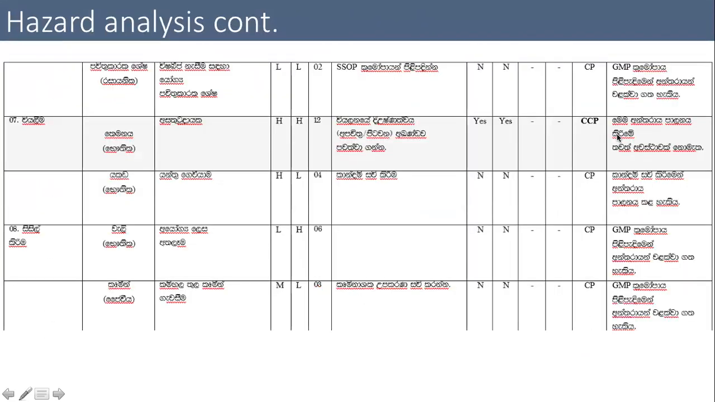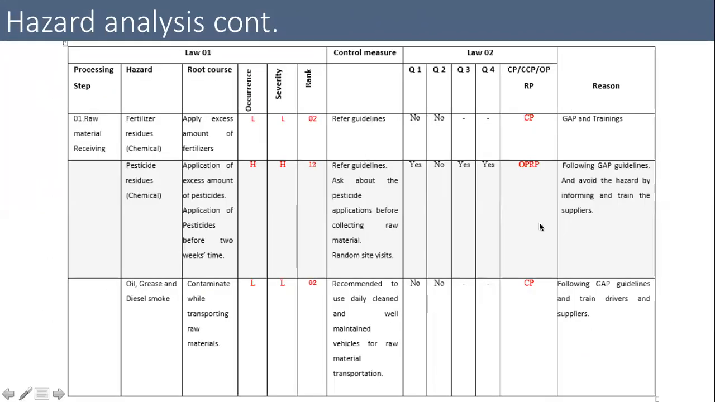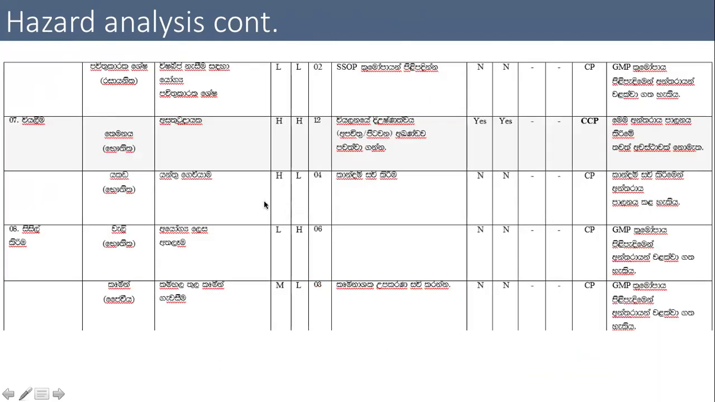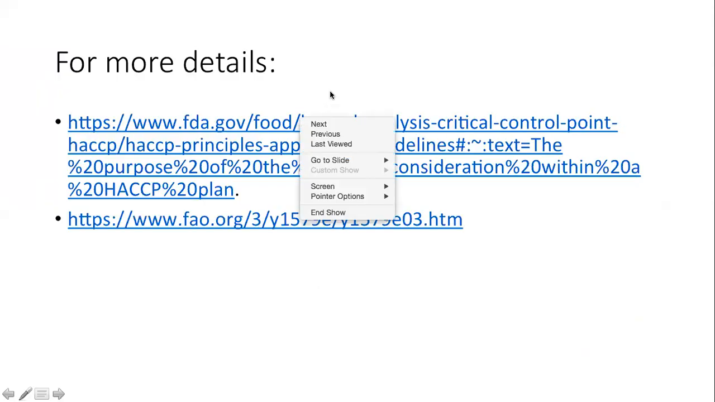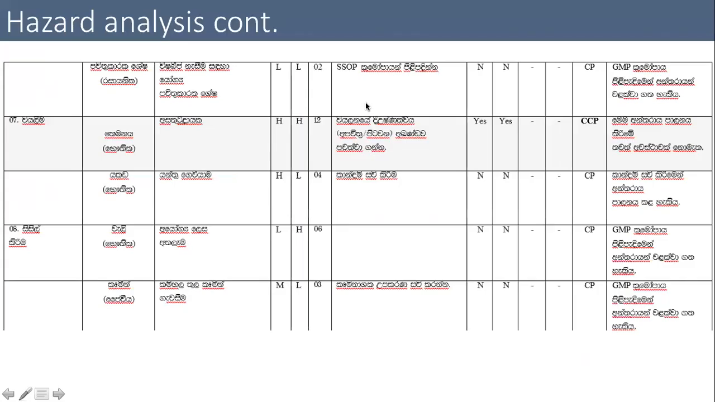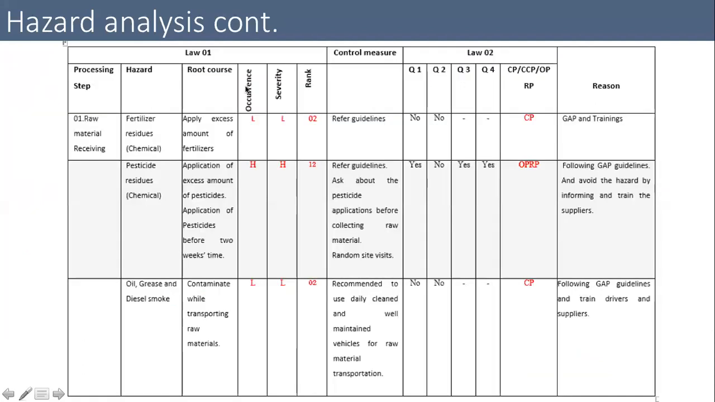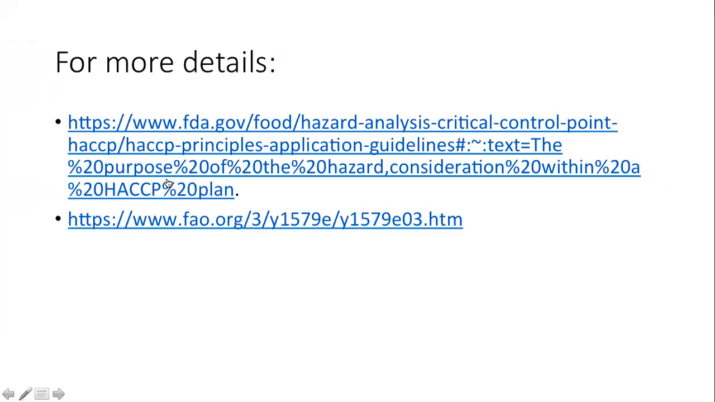Likewise, you can develop your own HACCP plan. This is actually the HACCP plan, right? And in Sinhala, you can see, I have given this example because most of the students are Sinhala students. So you can refer to these examples too. And for all the students, you can refer to the English one, right? I hope you got the point. If you need more details, you can refer to these websites, FDA and FAO.